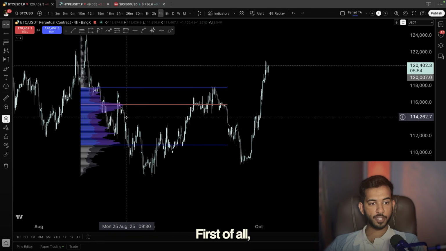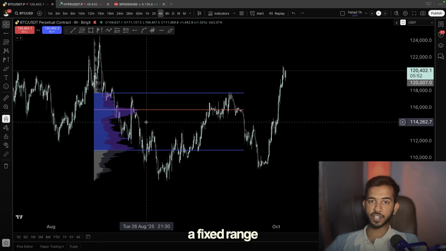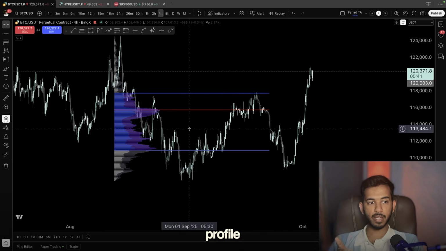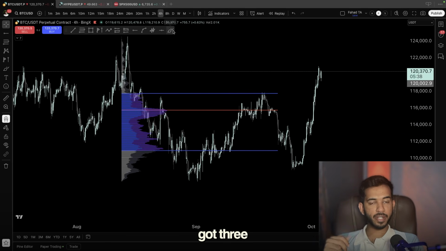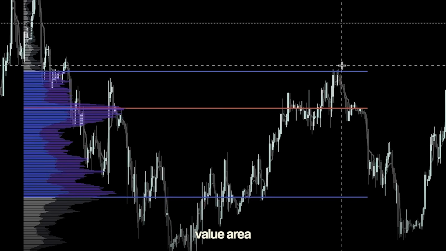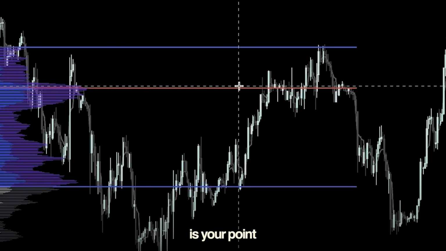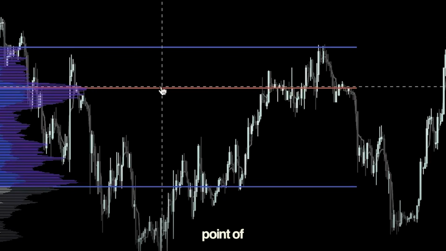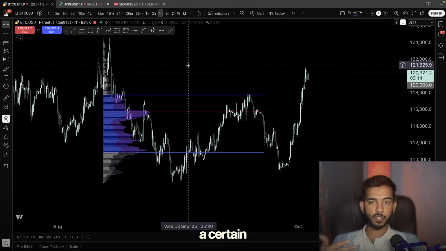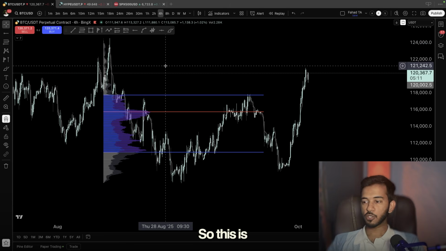So let's get started. First of all, what you guys see here is a fixed range volume profile used in a sort of a range. We are not assuming what's a range, what's a trend or anything like that. We're just trying to understand what this profile is and how it helps you. So right here you've got three different levels. First one is your value area high. Second is your point of control. The red line here is your point of control, and third one is value area low. So this is the tool and it gives you certain levels which you can use for trading. So this is what a normal FRVP profile looks like.